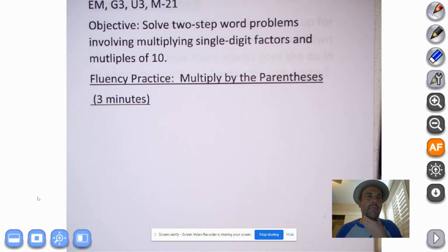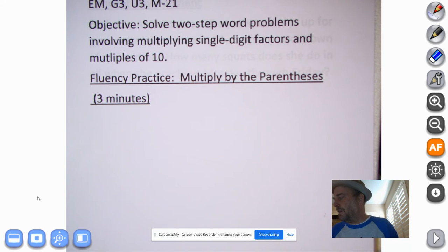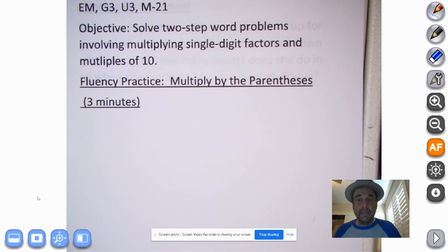We got an objective for Eureka Math Grade 3, Unit 3, Module 21. Ours is to solve two-step word problems involving multiplying single-digit factors and multiples of 10. Kind of like we were doing yesterday and the day before, but with word problems. So let's look at our fluency practice. It says multiply by the parentheses. So, could be an exciting lesson for math because it's all about parentheses.